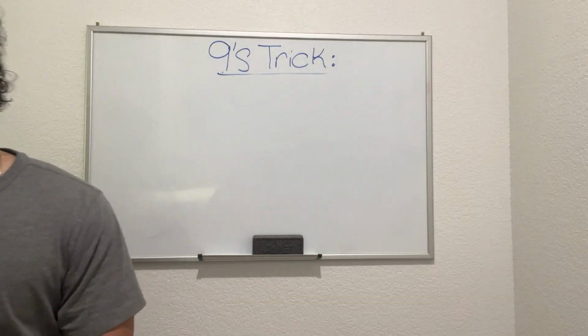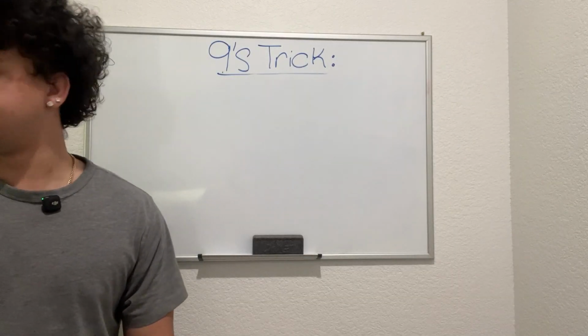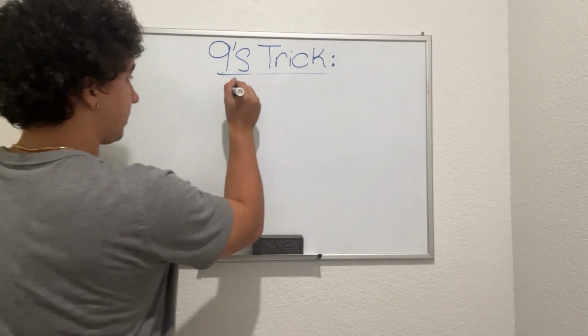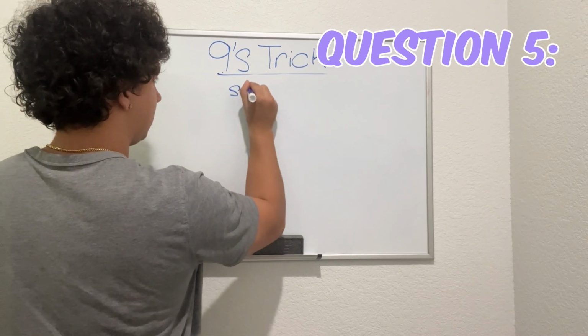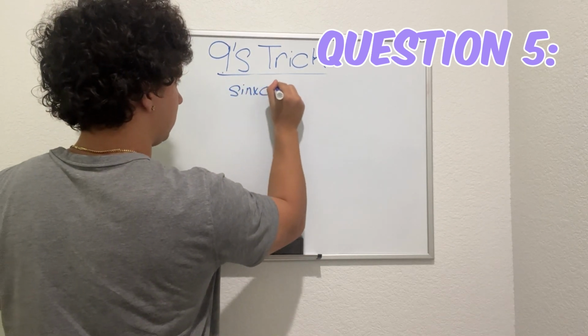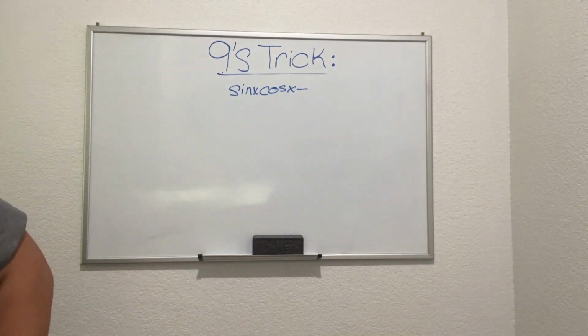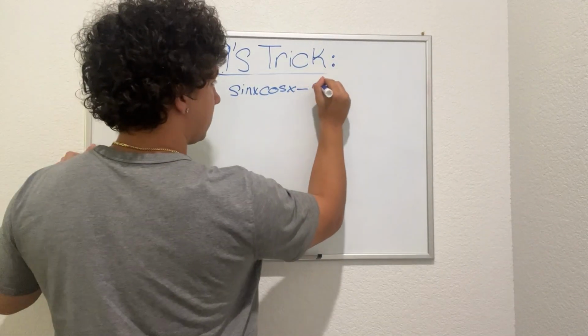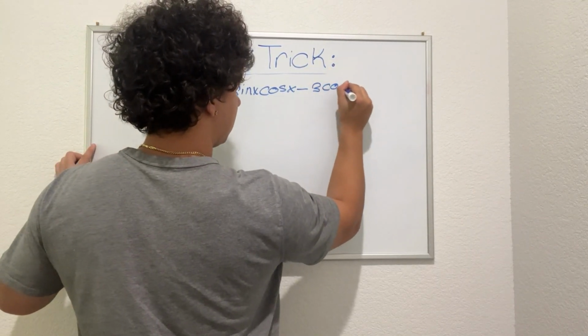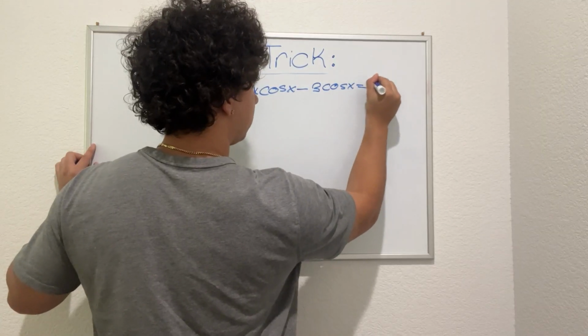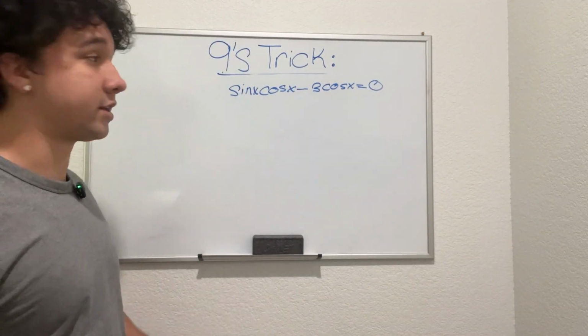All right, these are a little bit different. Now we're actually solving equations rather than simplifying expressions. So I have sine x cosine x minus 3 cosine x equals 0. So now that it's set equal to something, I actually have to solve this thing.